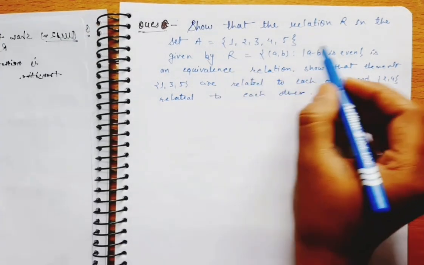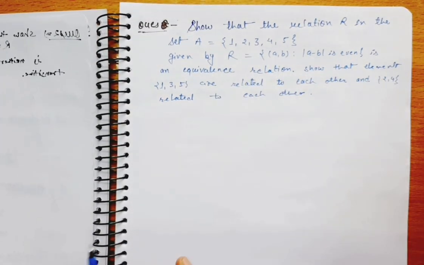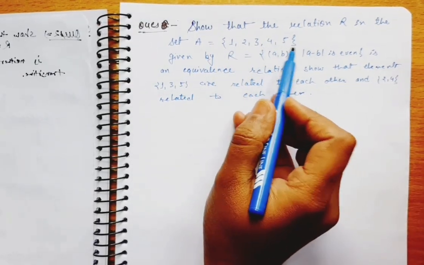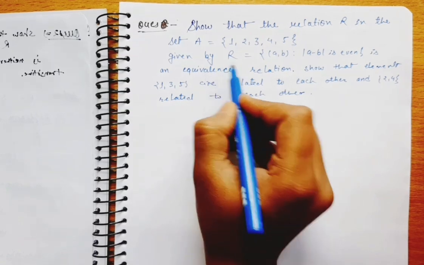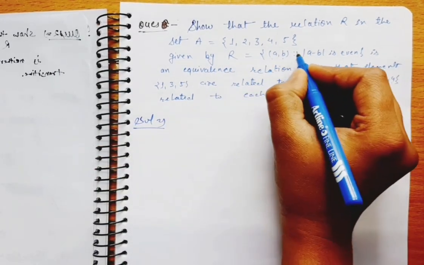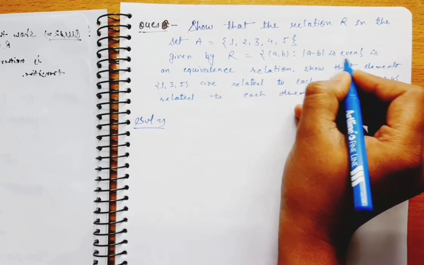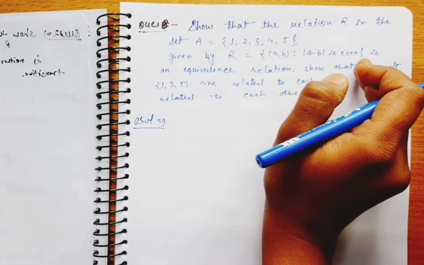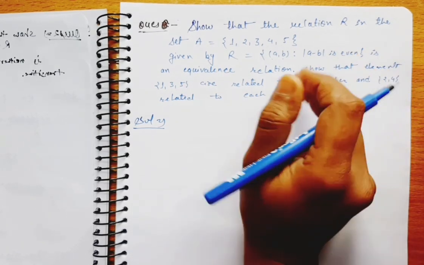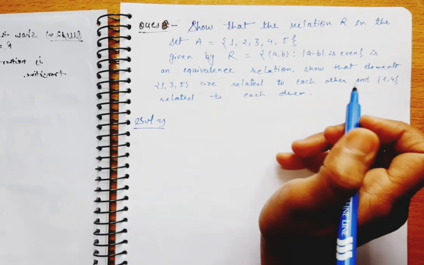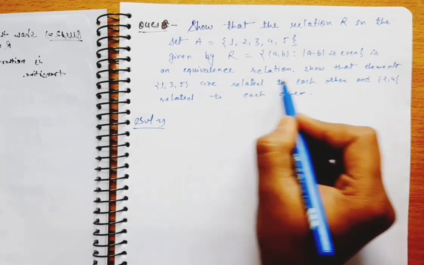Show that the relation R in the set A, the set A given to you that is {1, 2, 3, 4, 5}, given by the relation (A, B) such that A minus B is even. Whenever we subtract A and B, it will come out even. Since mod is given, we can subtract the smaller number by the greater number or the greater by the smaller. We can make both combinations.